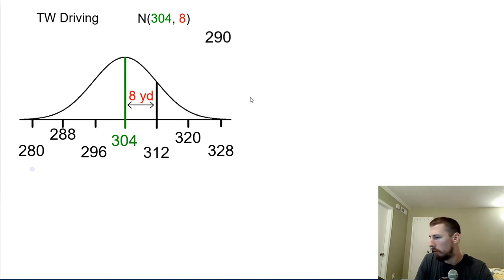We want to know what percent of Tiger's drives travel at least 290 yards. So at least 290 means 290 or more. If we go from the left to 290, somewhere about right there, that's going to be the percent that are below that range. Now we could calculate that and then subtract it from 1 because all of it's going to add up to 1 if we're dealing with percentiles. But what's easier is actually just to go from the other side. So we want something that looks like this.